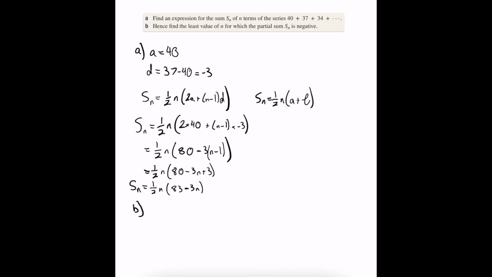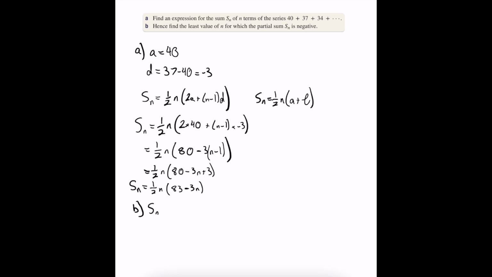So then part B says, hence find the least value of n for which the partial sum Sn is negative. So all this is saying is at what term is the sum negative? We have 40 plus 37 plus 34 and so on. Because this is a decreasing series, we'll eventually hit some negative numbers. And when we do, at some point the sum of this series will turn negative. The question is asking, at what point do we turn negative? After how many terms will this sum be negative?